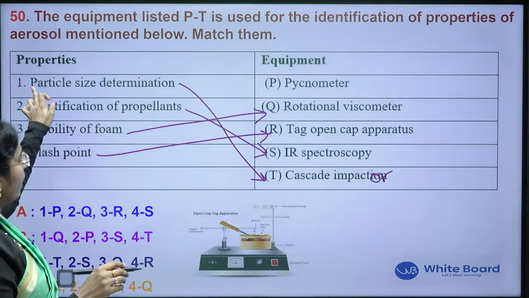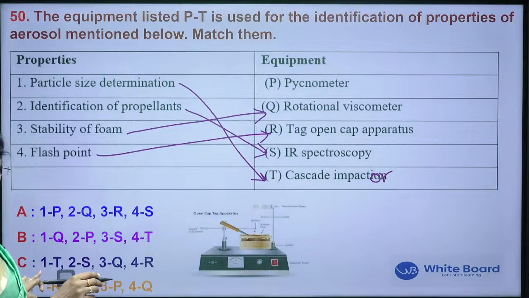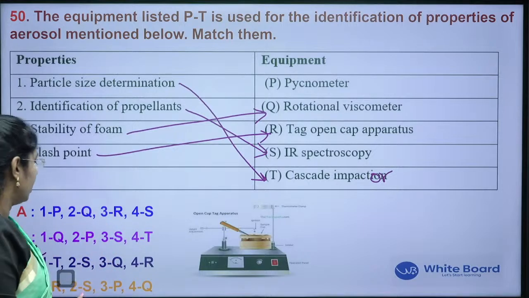So, for A, for 1 it is T. This one is the correct answer. Option C is the correct answer for this one.